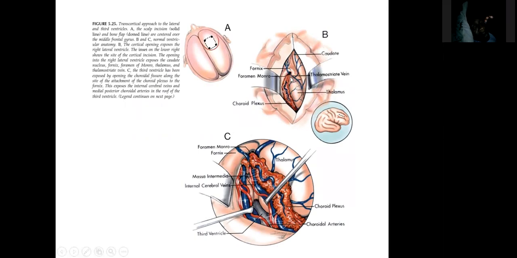We have the fornices, we have the foramina of Monro, and depending on which part we are trying to access, we can either go through the choroidal fissure here, or depending on the objective, if we have a tumor to remove in the lateral ventricle, or go directly to the third ventricle.